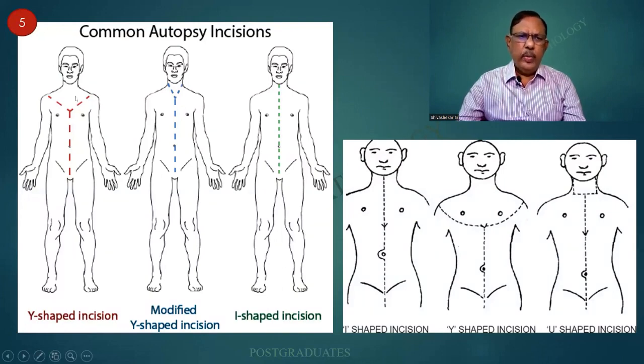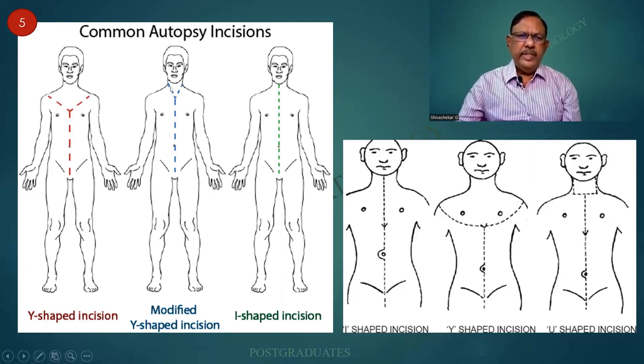There is a Y-shaped incision. Here, the incision is across the clavicle on either side. They meet at the manubrium sterni, and there is a straight incision to the symphysis pubis.